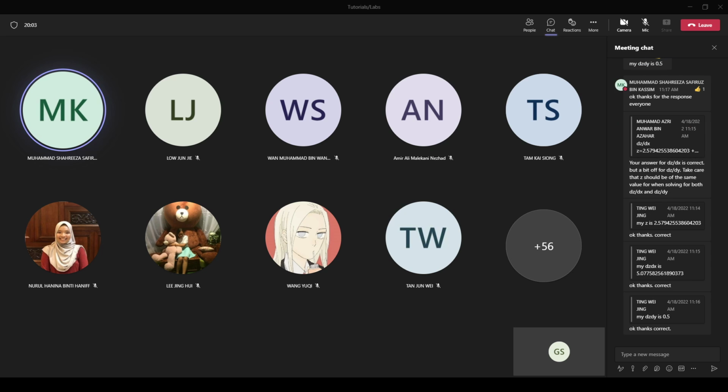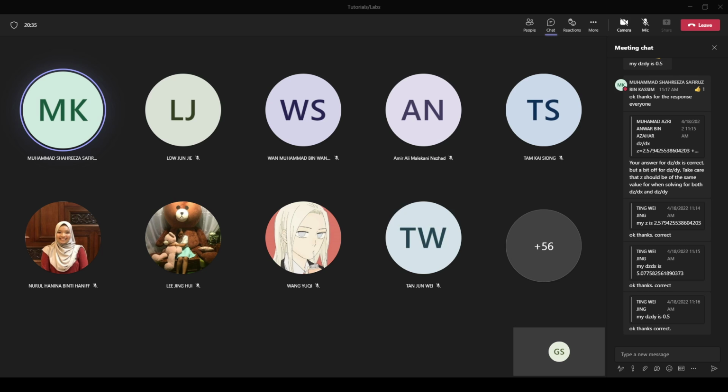Okay, so the value of z is 2.57, and yes, it's a very long value, 2.5714255538604. All right. Your dz with respect to x, right? dz/dx should be 5.077, and so forth, and your dz/dy should be 0.5.